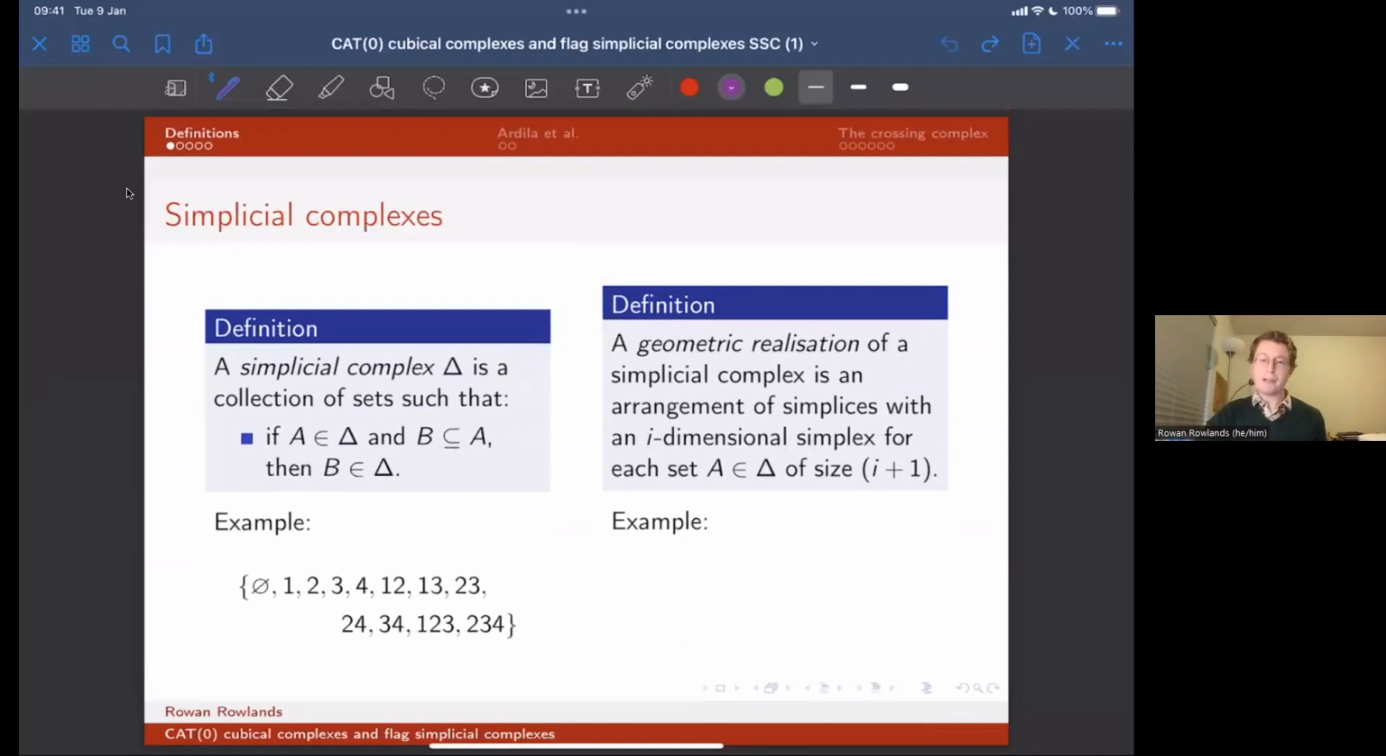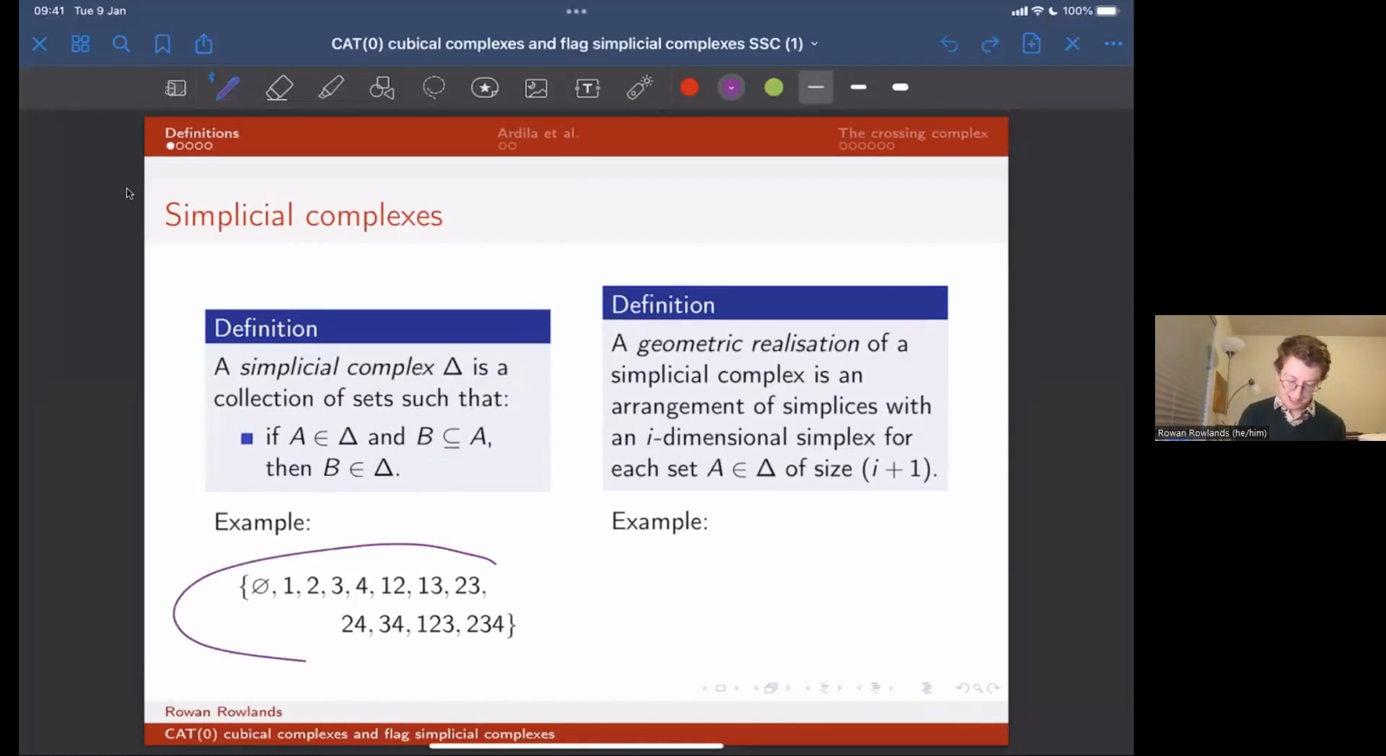So for a simplicial complex, there's actually two different perspectives I want to talk about today. First off, there's the abstract perspective on a simplicial complex, which is a collection of sets with this property here. This property says that for every set in our collection, every subset of that set must also be in the collection as well. So it's kind of closed under taking subsets.